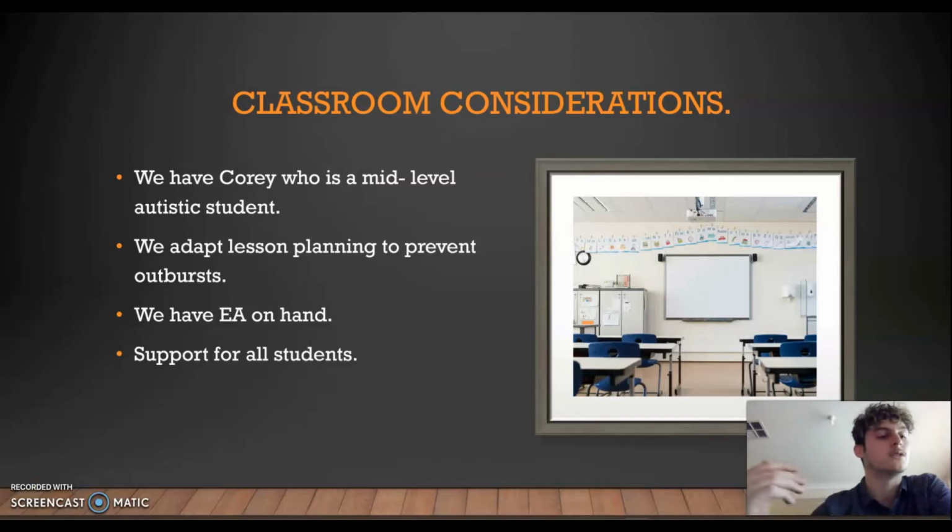For our classroom considerations, we have Corey, who has mid-range autism. To adapt, we will be avoiding sensory overload by not giving too much information in a session and focusing more on discovery learning to support the students. We will also have an EA on hand to further support Corey, and this will ensure that Corey gets the most out of his learning and that I can support the rest of the students.